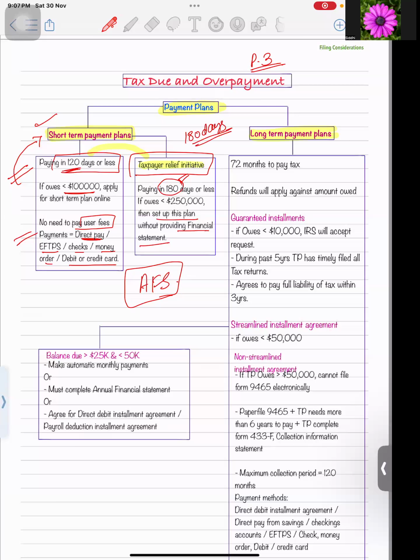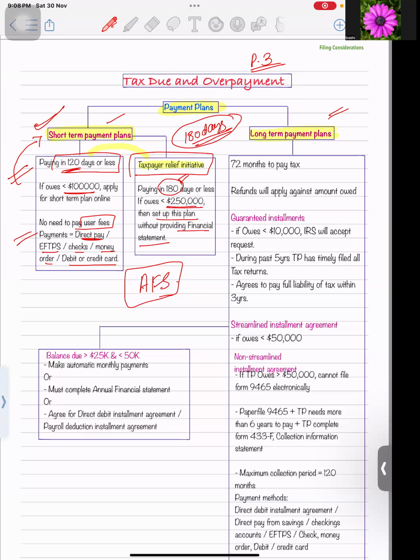So please remember, in MCQ, if anything is asked, you have to select 180 days, not 120 days. For your exam, it is still in existence. The taxpayer relief initiative plan is there. That's why if you're entering into a short-term plan, they are using 180 days. And if you owe up to 250,000, you can enter into the short-term payment plan.